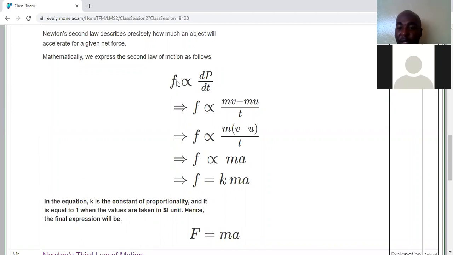If it's F with a subscript k, then we will know that this is friction, kinetic friction. F with a subscript s is static friction. But in this context, this one is the net force. Okay.